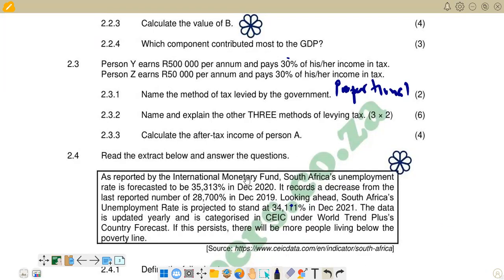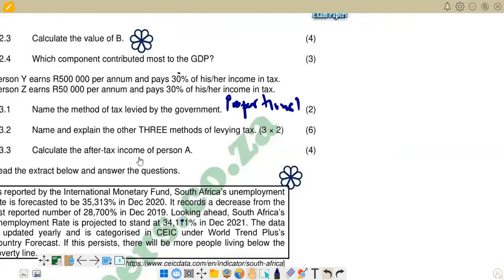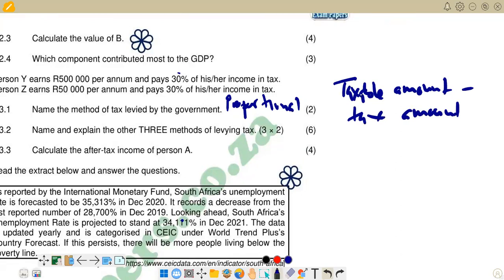So we are going to calculate the tax amount, and then after calculating the tax amount, we subtract it from the total amount being earned to get the net after reducing that tax amount. So the formula that we are going to use here is the taxable amount, then we subtract the tax amount. And already we know that the taxable amount here is 500,000.